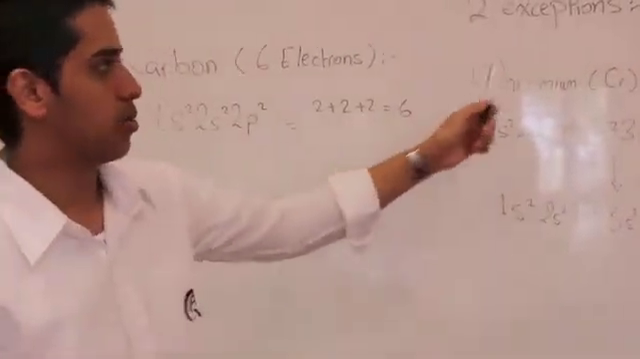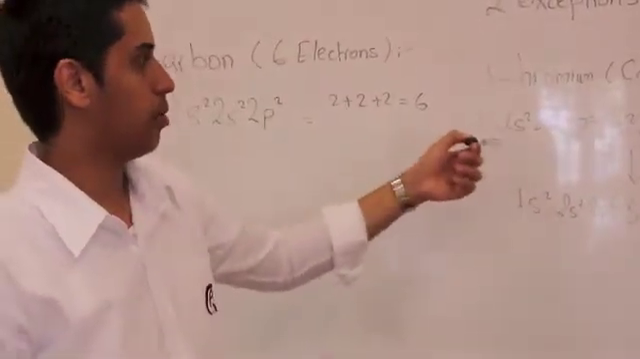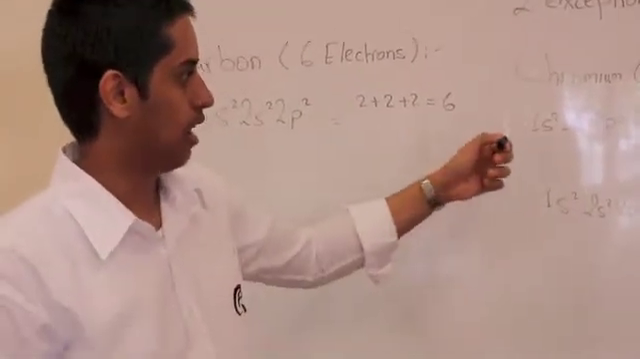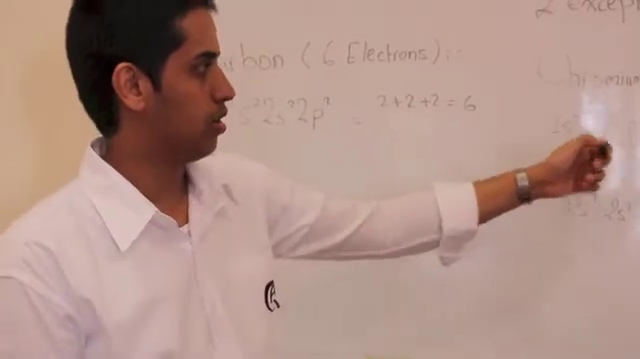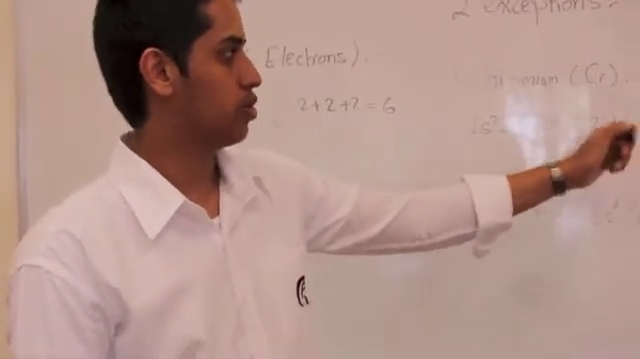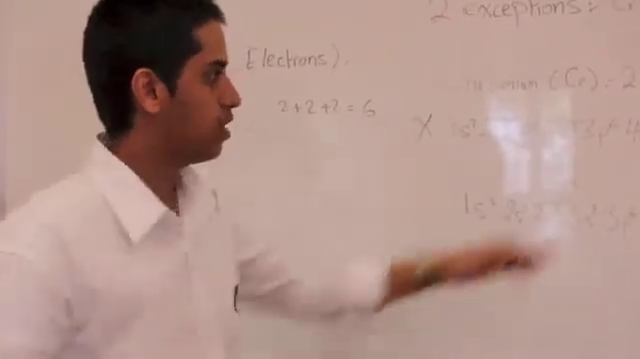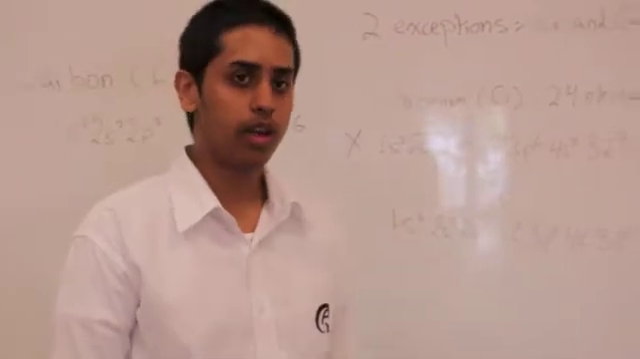Cr is basically chromium, which has 24 electrons. So people would normally write the electronic configuration for it as 1s squared, 2s squared, 2p6, 3s squared, 3p6, 4s squared, 3d4. That's actually wrong because the 3d to the power of 4 is not halfway filled.